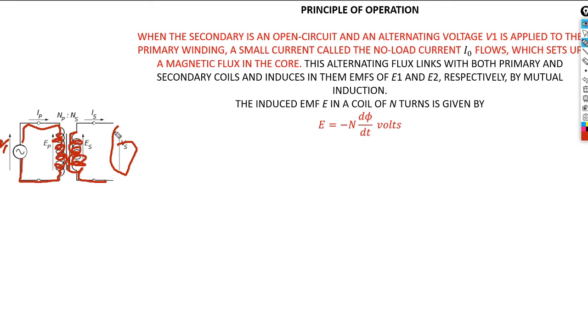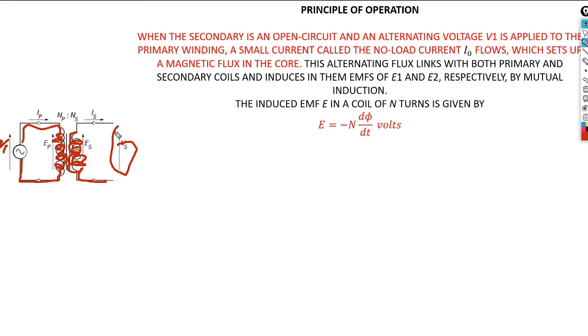So a small current called no load current will flow, which sets up the magnetic flux in our core. This alternating flux links with both the primary and the secondary and induces in them EMF E1 and E2 respectively by mutual induction. The induced EMF E in a coil of N turns is given by that equation.